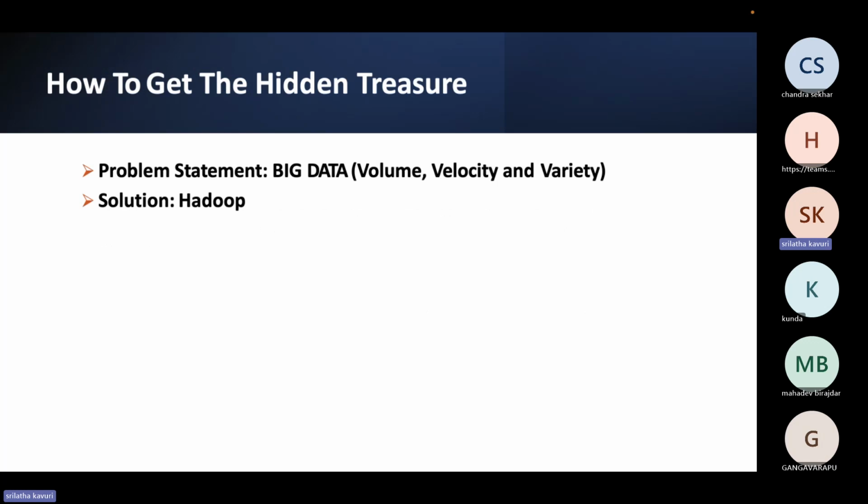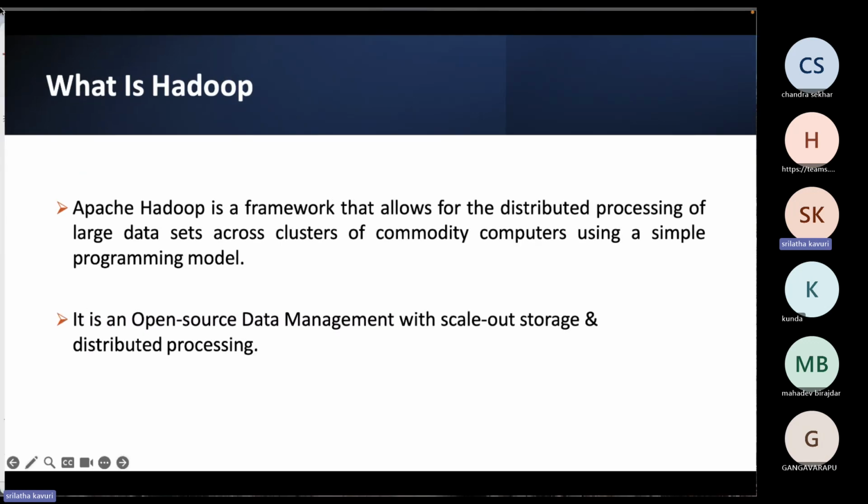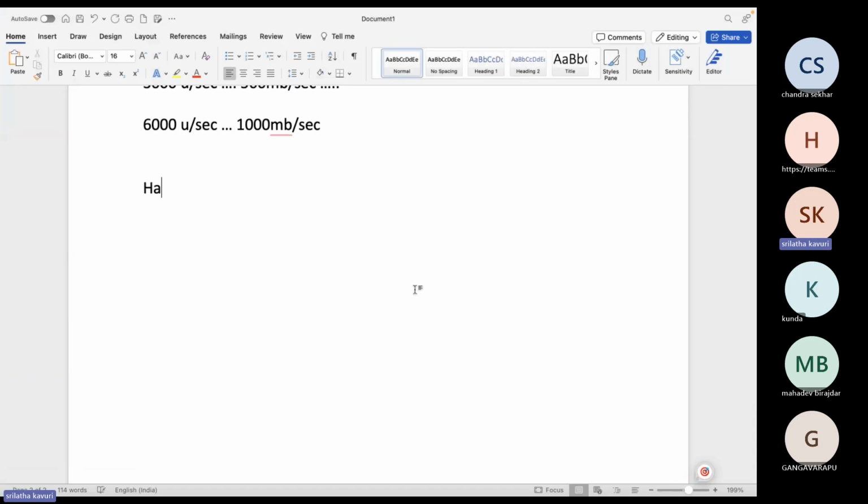Now let's understand what exactly this Hadoop is. I'm not much of a slides person. Hadoop is actually a framework. Whenever we say something is a framework, it is built using some programming language. Still, you need to write your own program to get things done. That means Hadoop is completely built using Java.